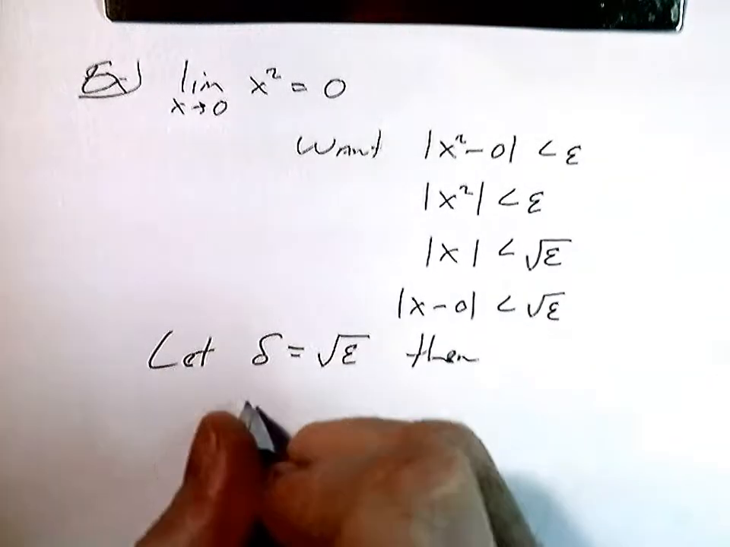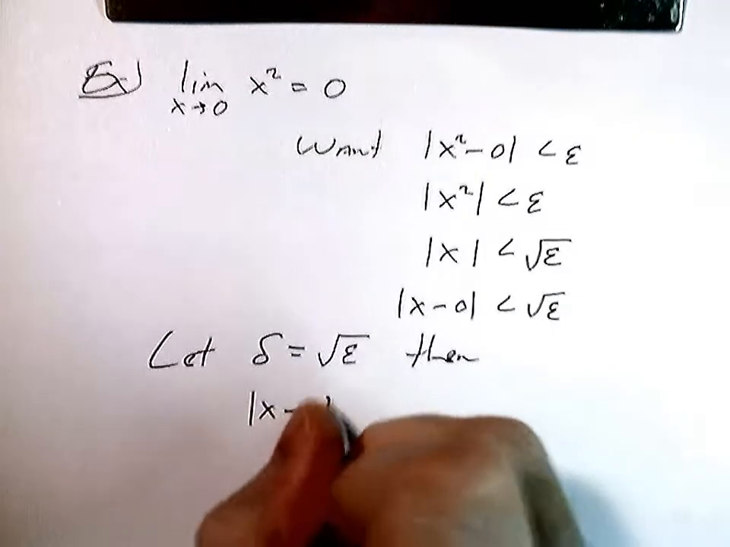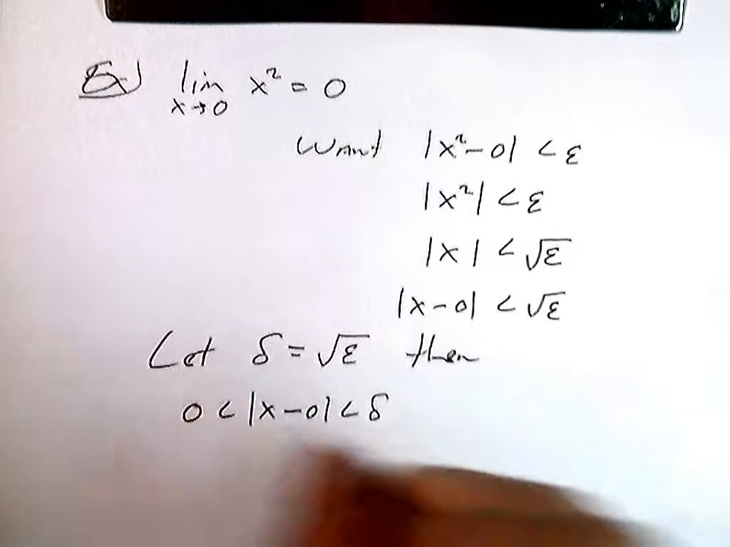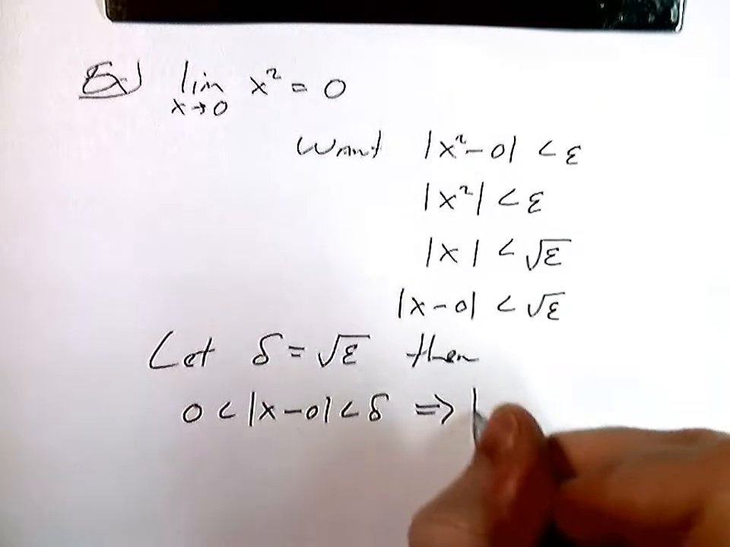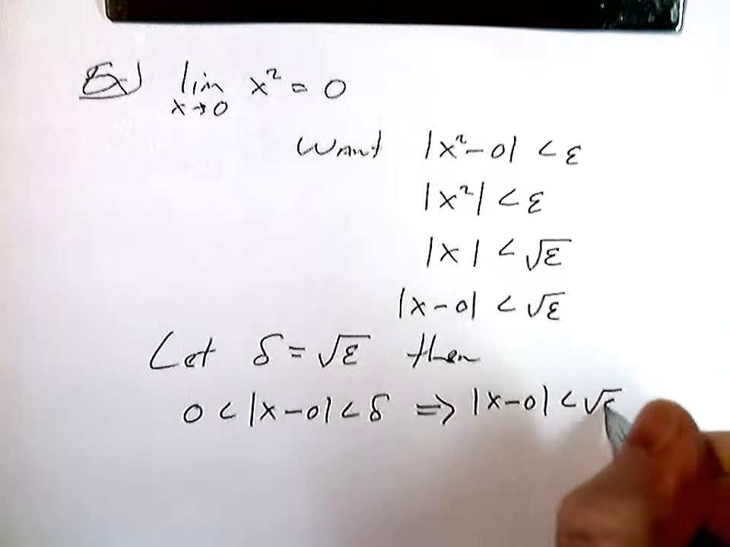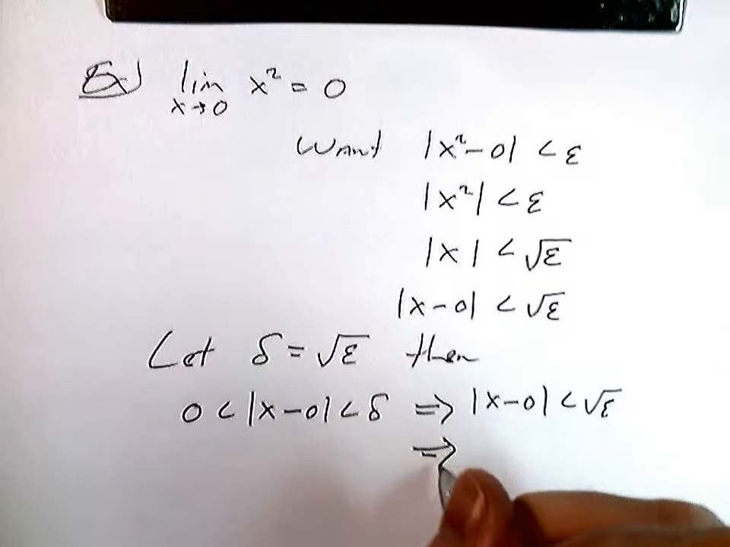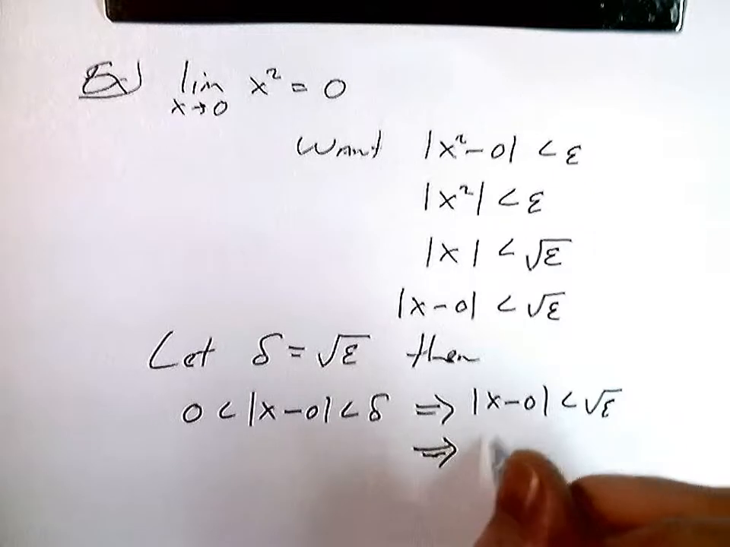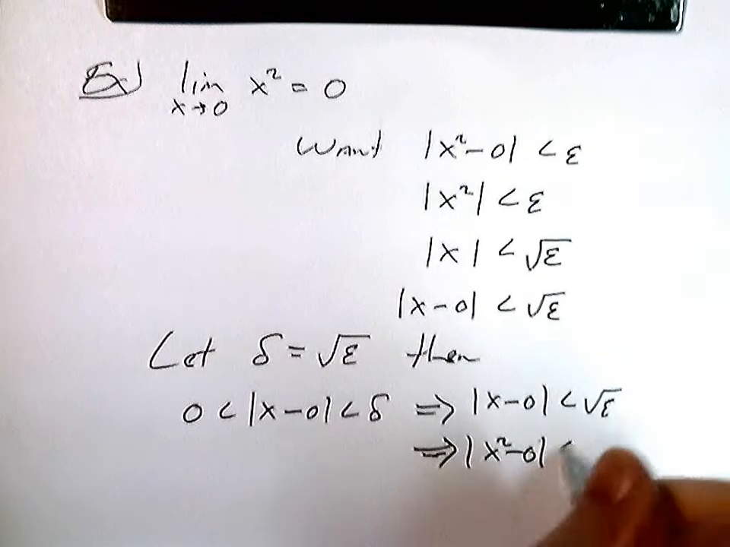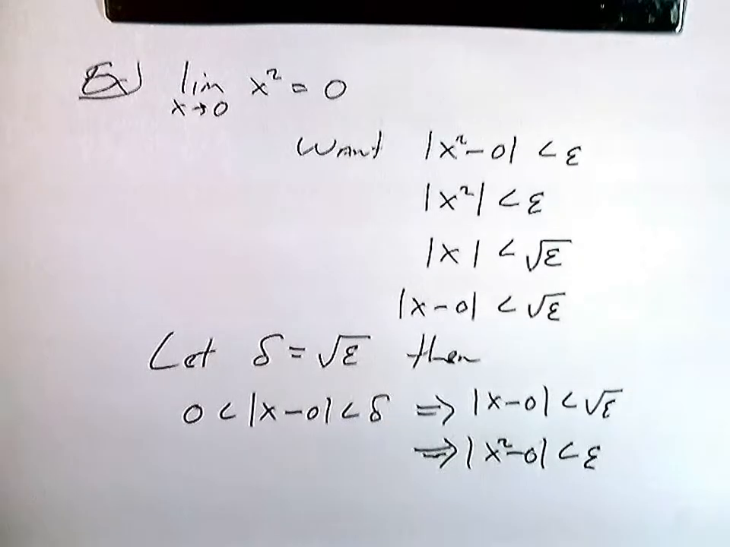Then x minus 0 less than delta implies x minus 0 less than square root of epsilon. So we do all of these in reverse, and we're going to get x squared minus 0 less than epsilon. So this was another easy example.